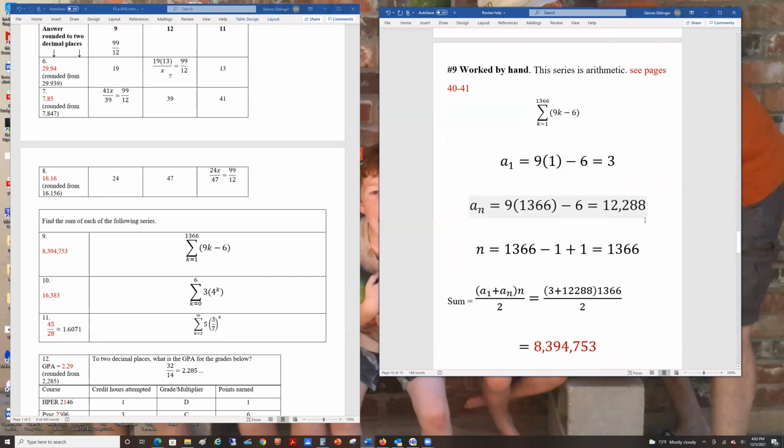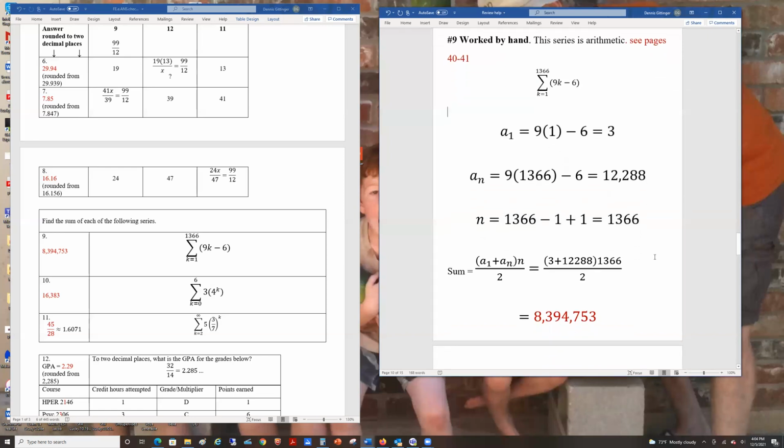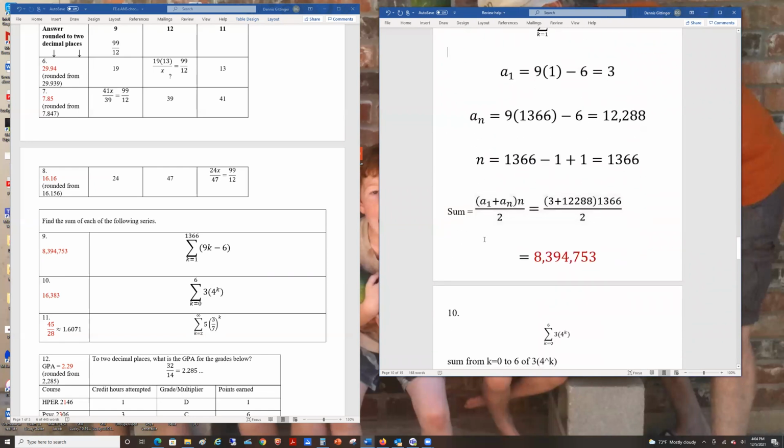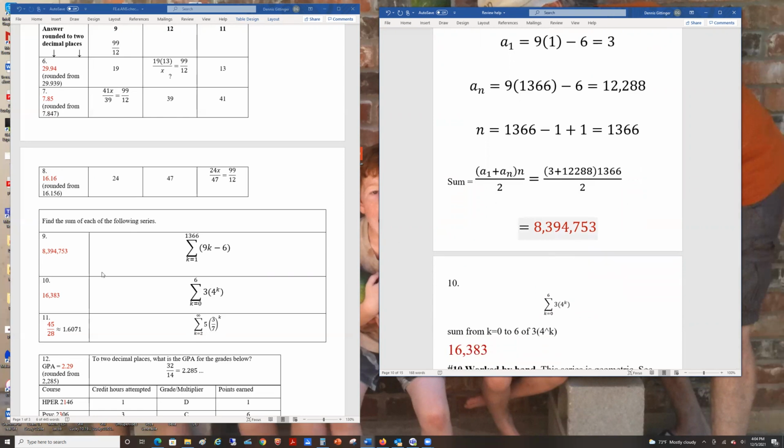You can verify that. You may recall that when you have the sigma notation, you can figure out how many terms there are by taking the upper limit minus the lower limit plus 1. That's 1366 minus the lower limit plus 1, and you're back to 1366 again. So the sum is given by the formula on page 40, I believe. It's the first number plus the last number times the number of numbers divided by 2, and that's 8,394,753, which is the same thing we got last time.